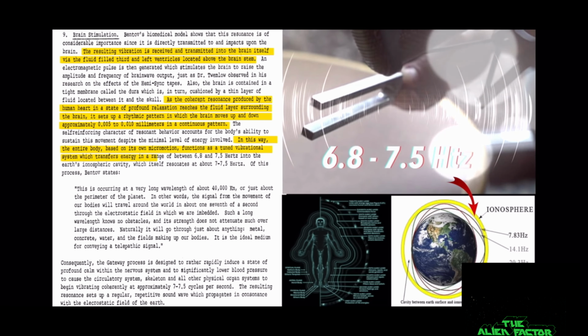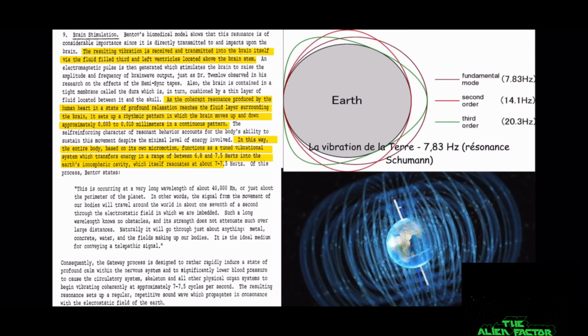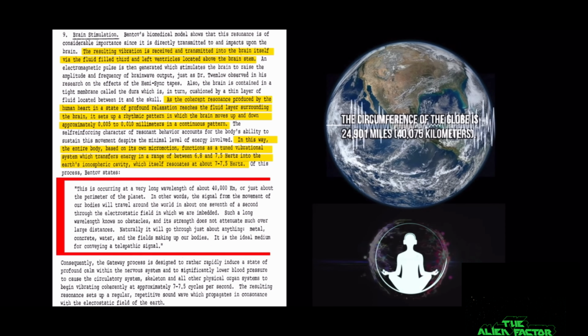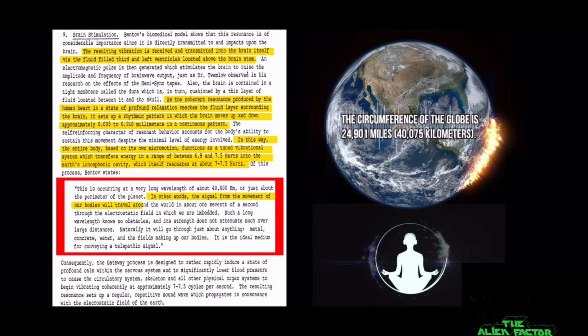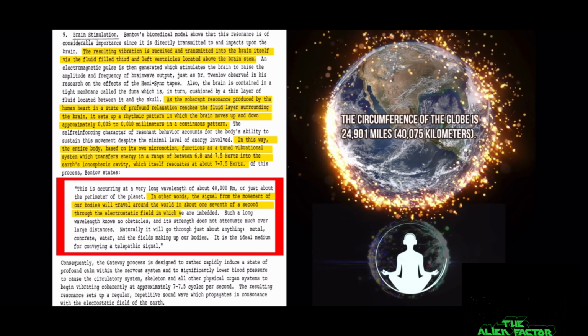transfers energy in a range of between 6.8 and 7.5 Hz into the Earth's ionospheric cavity, which itself resonates at about 7.5 Hz. Of this process, Bentov states, this is occurring at a very long wavelength of about 40,000 kilometers, or just about the perimeter of the planet. In other words, the signal from the movement of our bodies will travel around the world in about 1/7 of a second through the electrostatic field in which we are embedded.